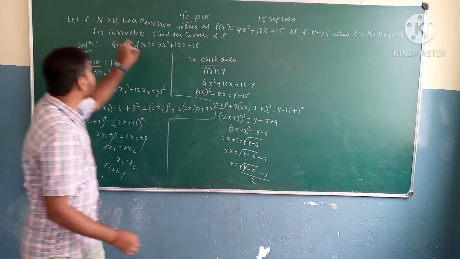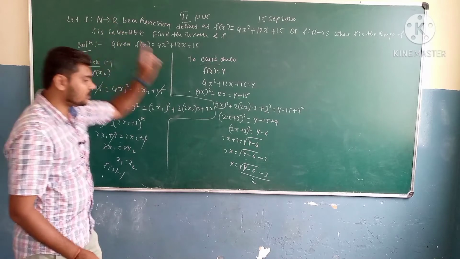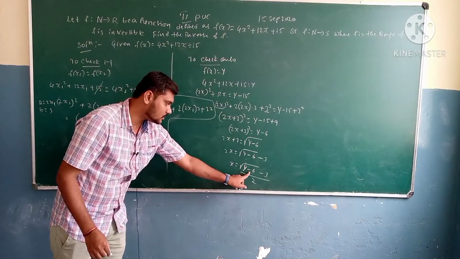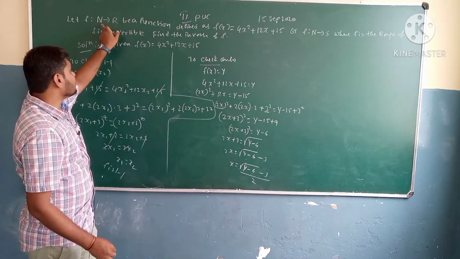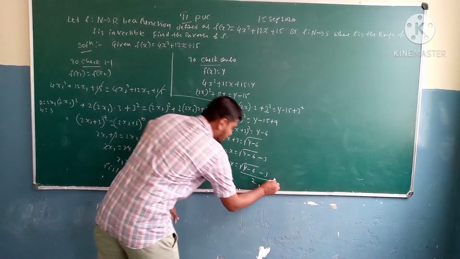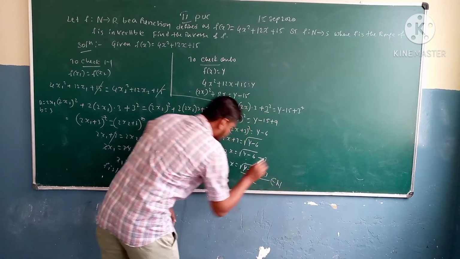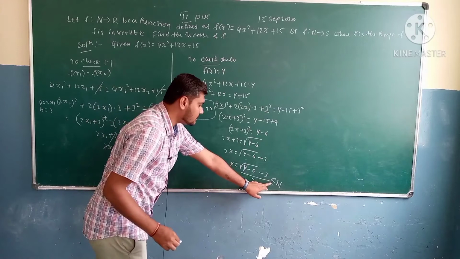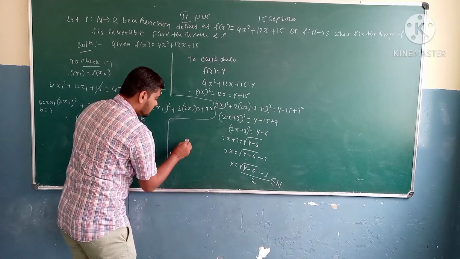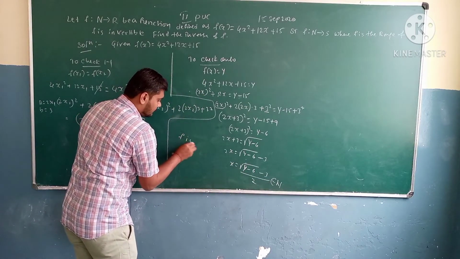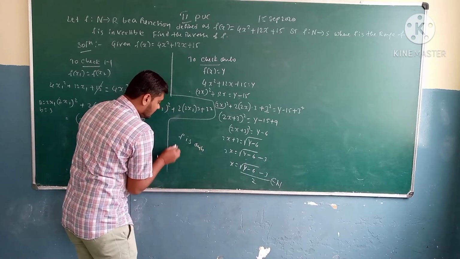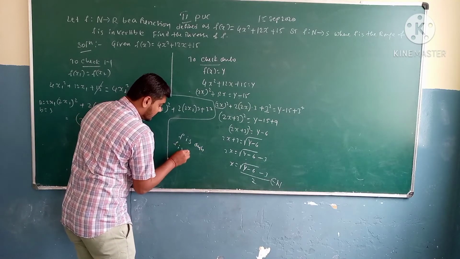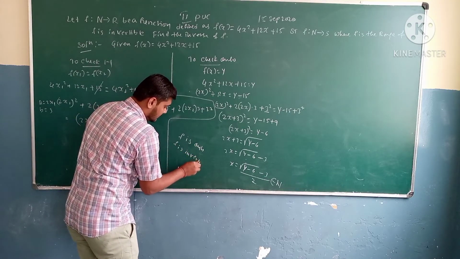Does it belong to the set of natural numbers? You observe, for any value we give to y, we get a natural number. So we can write that it belongs to N. Since it belongs to N, obeying the onto function, we can write that f is onto and f is invertible.